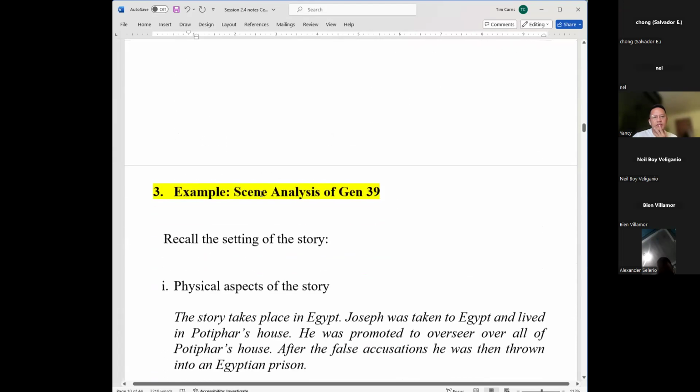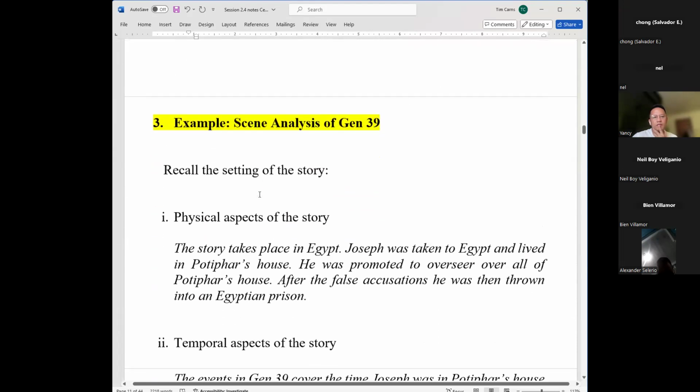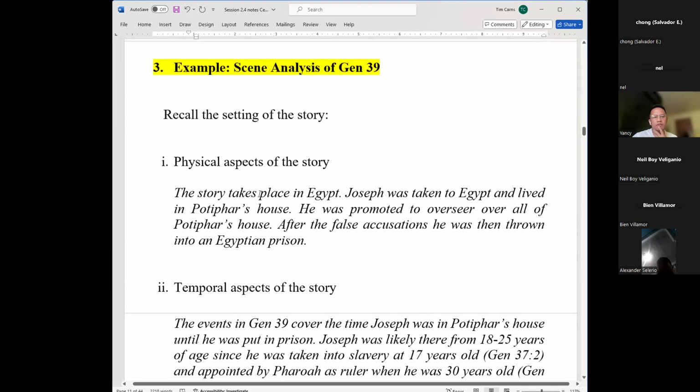Okay. Well, if there aren't any questions, we're going to dive right into scene analysis and do an example again from Genesis 39. Genesis 39. So if you've got your Bibles, go ahead and open up to that chapter.